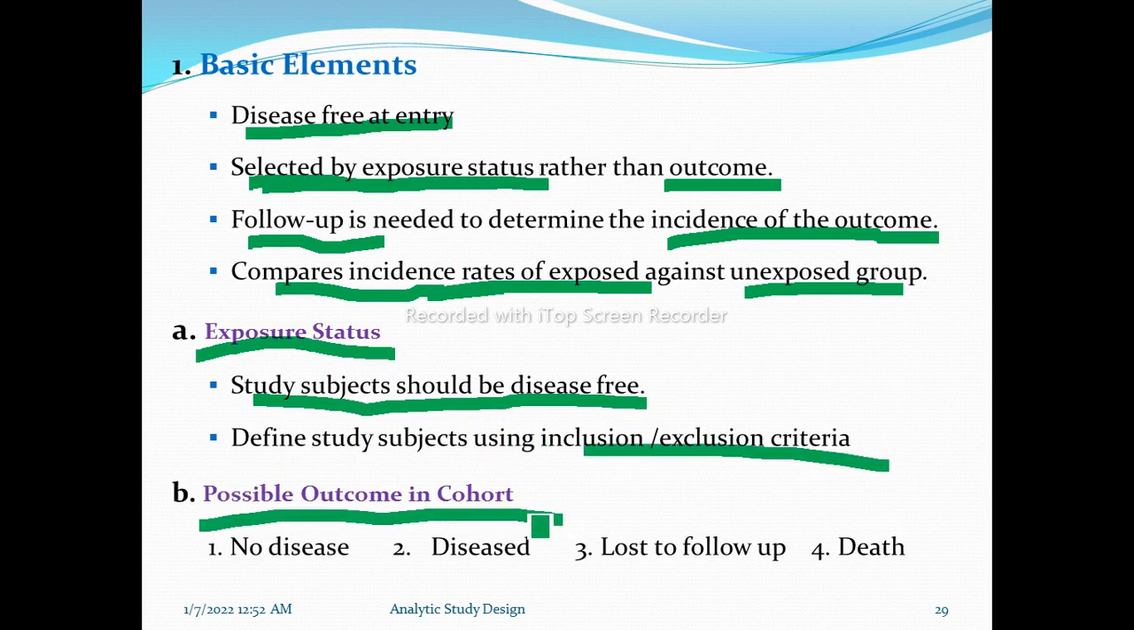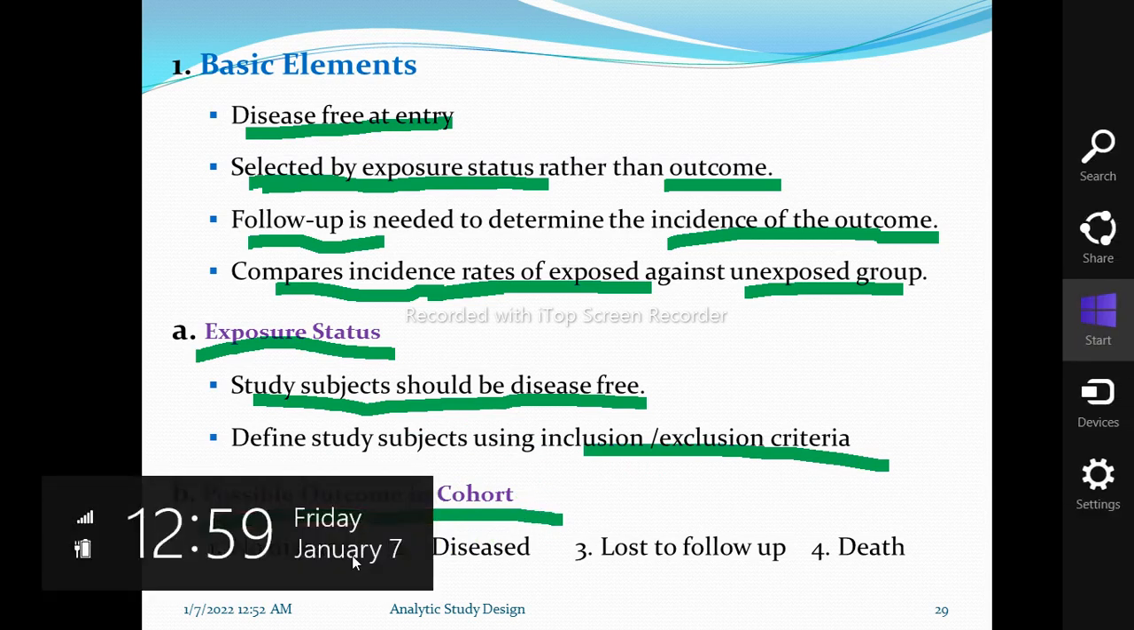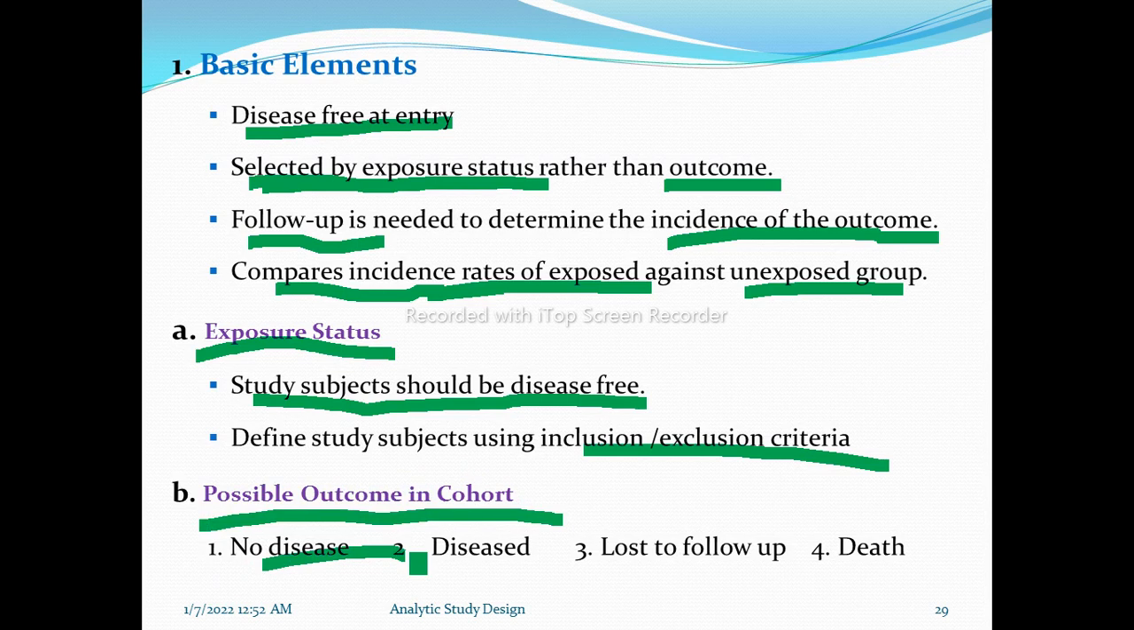Possible outcomes in a cohort: exposed and unexposed individuals will be followed into the future, and the outcome may be no disease. The outcome may be diseased individuals. The outcome may be individuals lost to follow-up. The outcome will also contain individuals who died. So we will get no disease, lost to follow-up, death, and the outcome of interest.